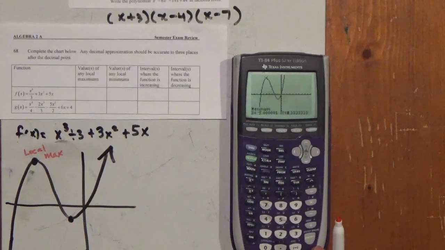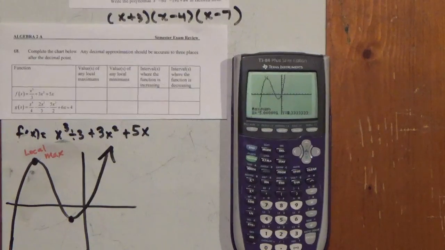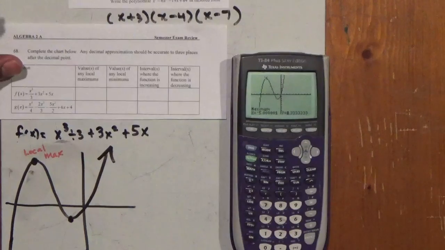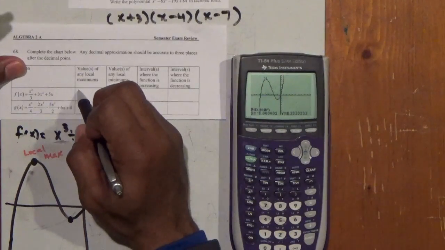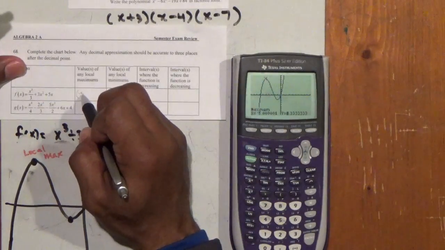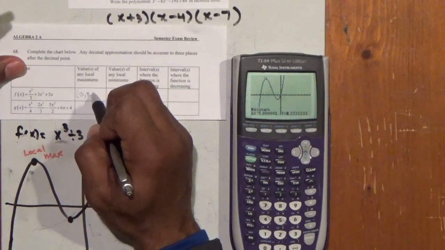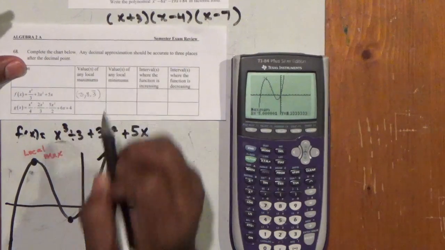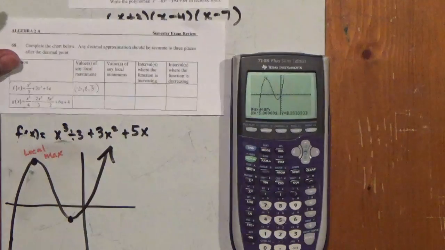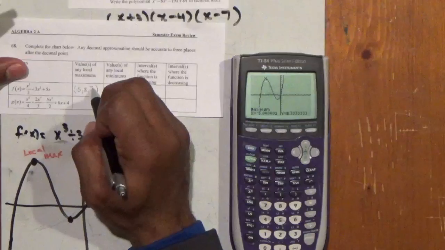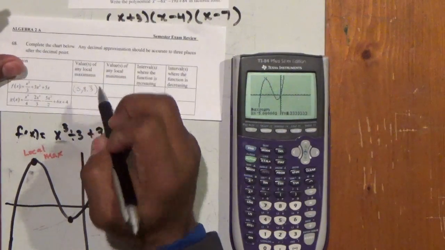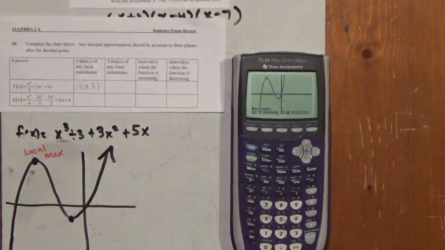Don't want to guess. It gives me my maximum, and we're going to write it right on this paper. My local max is -5, 8.3 repeating. If it says 3 decimal places, that's good. You can write 0.333 if you would like, but that works.